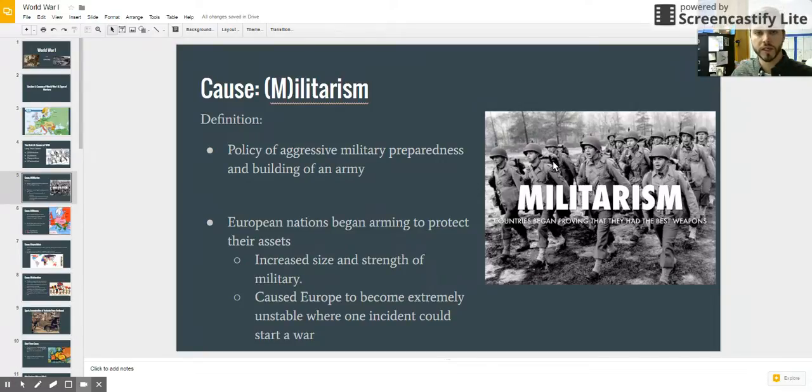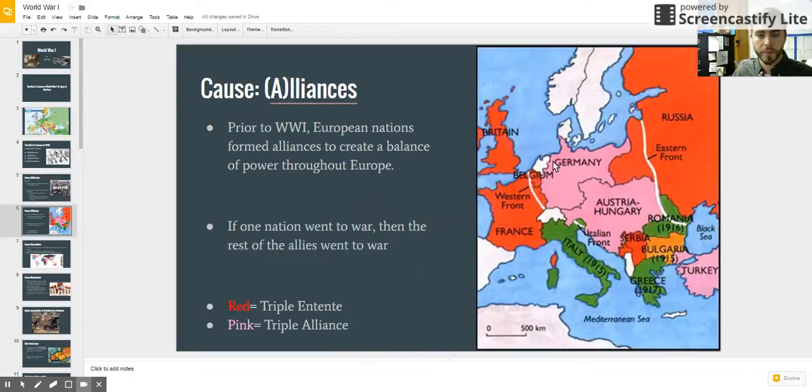So you get these bigger and bigger armies, and then what you notice is that it becomes unstable throughout the region. You're worried that one thing is going to set a country off and go to war. And so that's going to be a big problem, is that you had these huge militaries and countries with leaders that weren't afraid to use them.